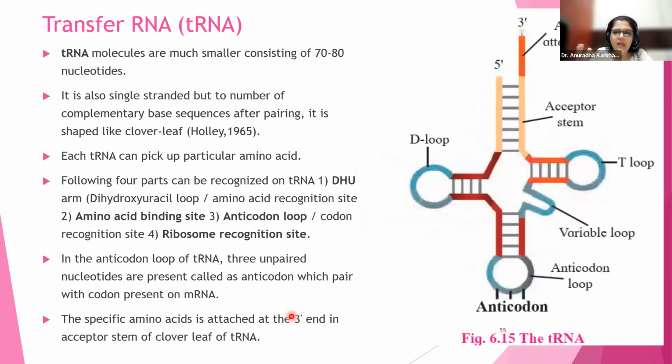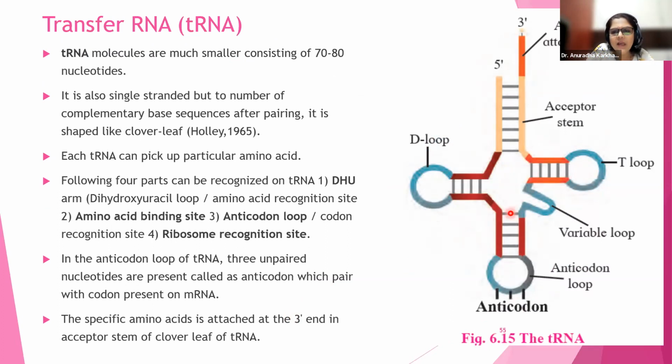Okay, look at this. Most important, tRNA. Why am I saying most important? It is most important. Genuinely I am saying, this is very important. tRNA molecules are much smaller, consisting of only 70 to 80 nucleotides. Fine. It is also single-stranded, but a number of complementary base sequences are going to be formed after pairing. It is going to appear like a clover leaf shape.